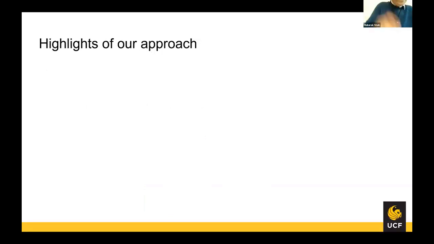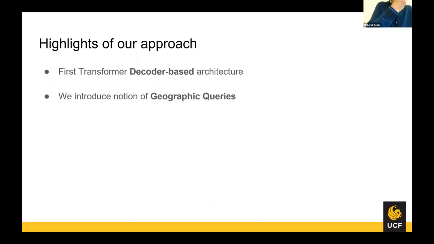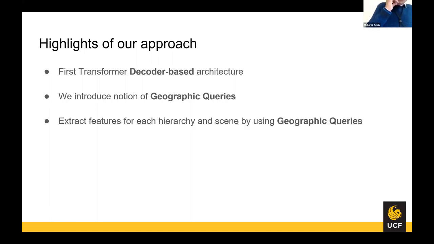So now, given this context, our approach is that we want to use a transformer, as I said earlier. I think the transformer is the right way to do it. Our approach is a decoder-based architecture, and we are introducing this new notion of geographical queries. The queries idea is very similar to the DETR object detector, which was a pretty interesting paper from my point of view. We extract features for each hierarchy and each scene within a hierarchy using those queries. So we have 7 hierarchies and 16 scenes.